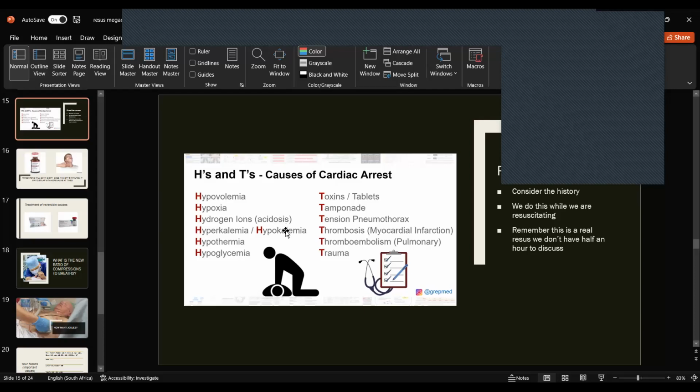Hyperkalemia, hypokalemia are always a possibility. We can never say no. Hypothermia? Not really. I mean, he was stable. He was just sitting around. Hypoglycemia, definitely possible. But when we gave him glucose, he didn't improve. You would expect him to improve. Toxins and tablets can never be completely out of the question, but it's unlikely at this stage, all right?